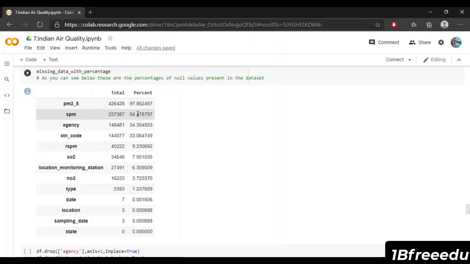And then over here we have SPM column. So over here again we have around 54 to 55% of the missing values. So again, a lot of missing values are present in this particular column SPM. And then we have agency again, which has around 34% missing values. And then we have station code, which has 33% missing values in it. But whereas when you come to state, you see that there are 0 missing values, and the percentage over here is very low. That means basically there are no null values in this particular column. And then over here we have these columns NO2, type, SO2.